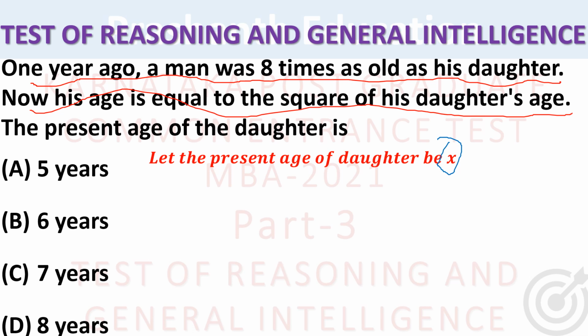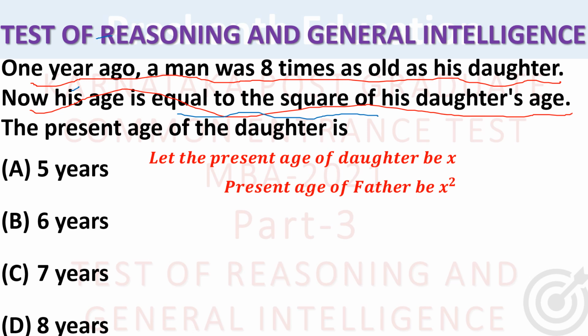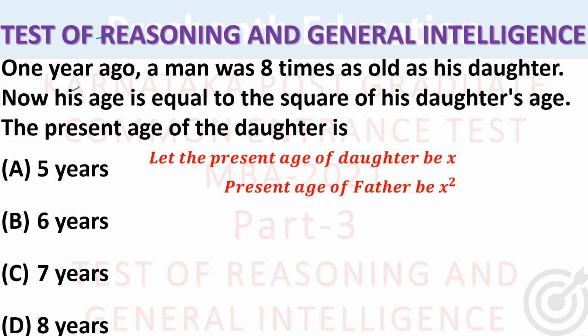See, now his age, his means what? The man's age. So father's age. Man means the father. So the father's age is equal to square of his daughter's age. Now we have made daughter age as x. So the father's age, or that man's age, will be x square. Why? Because they have given it here equal to the square of his daughter's age. So daughter age we have taken as x, so square of it will be the father's age. Now one part of the equation we have completed.